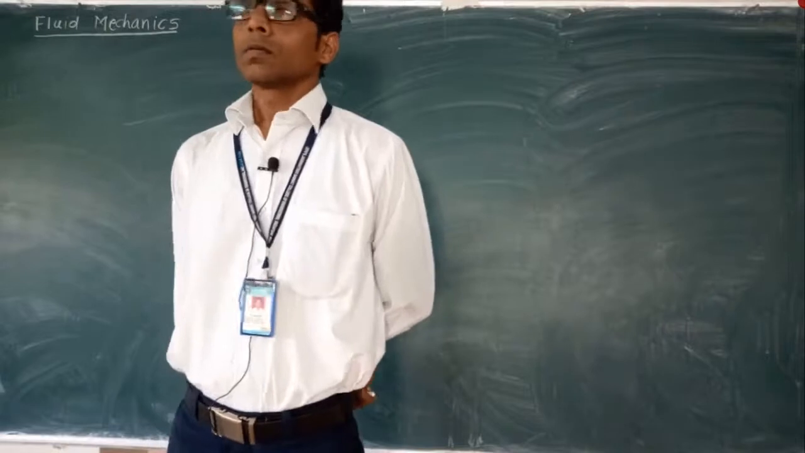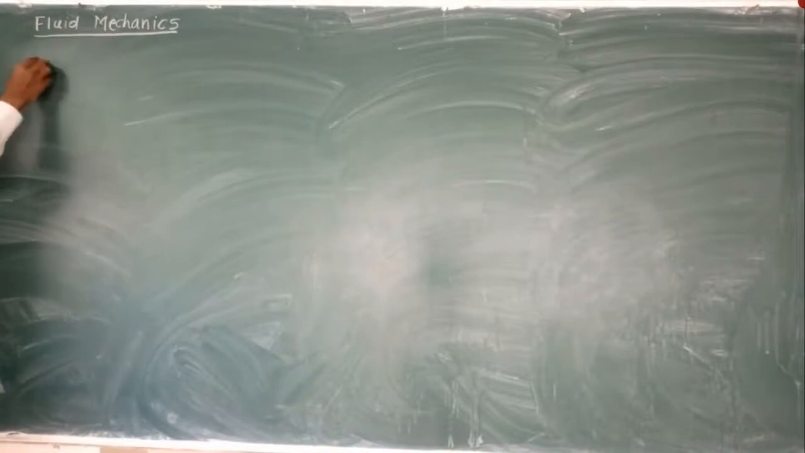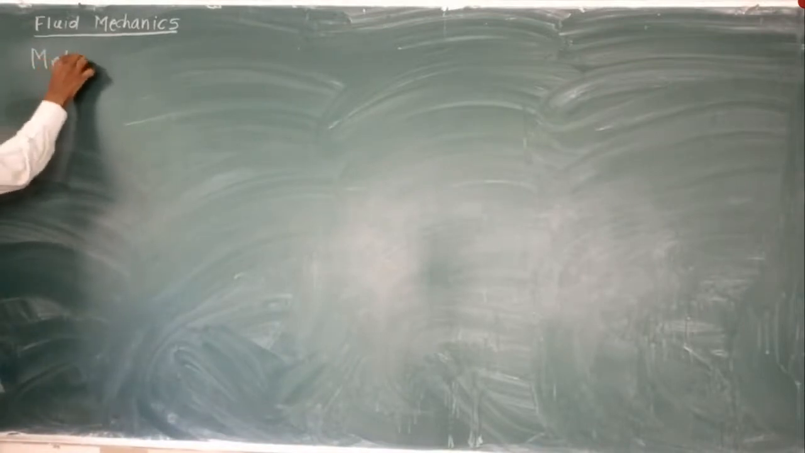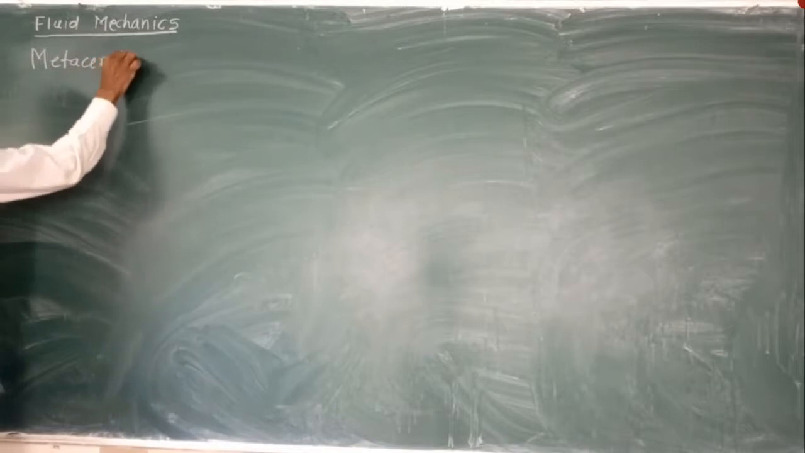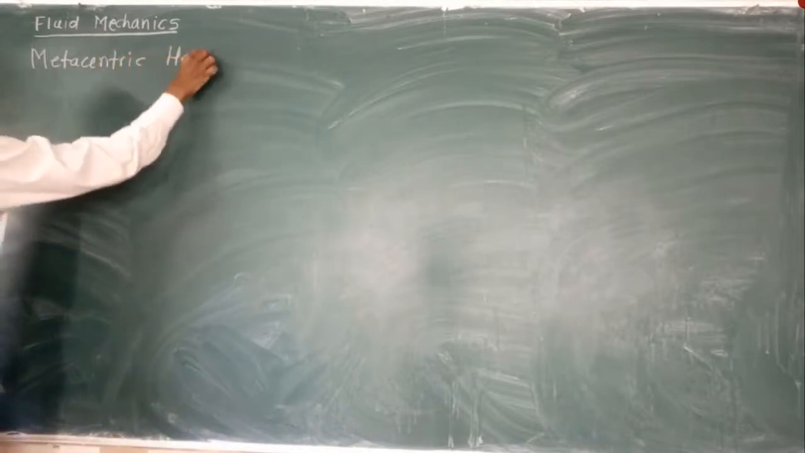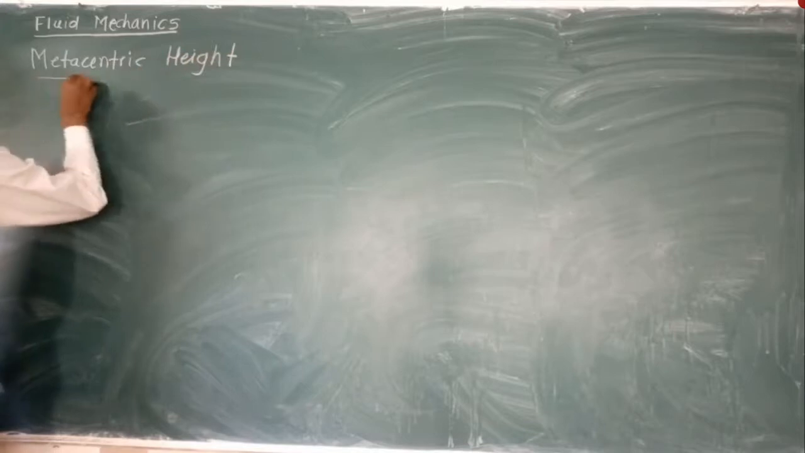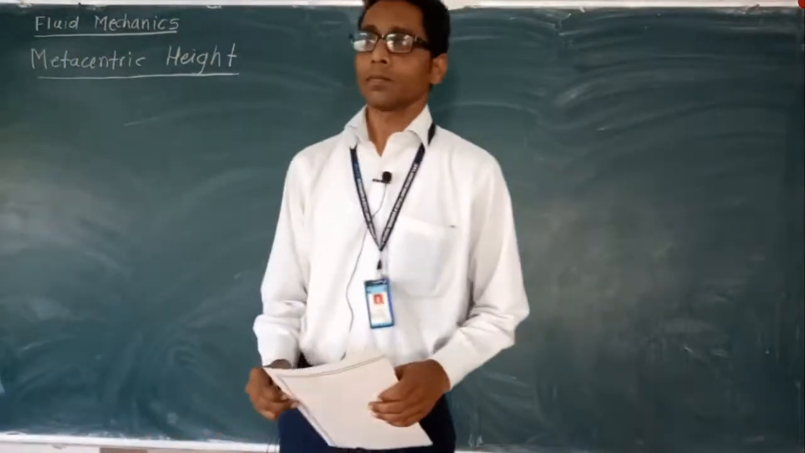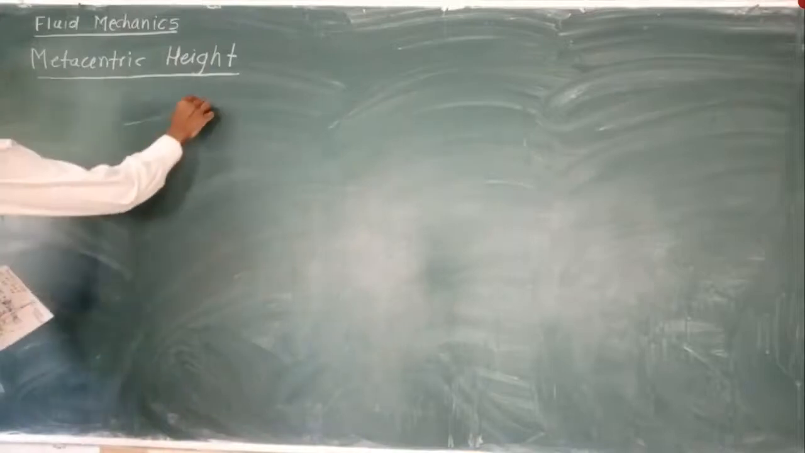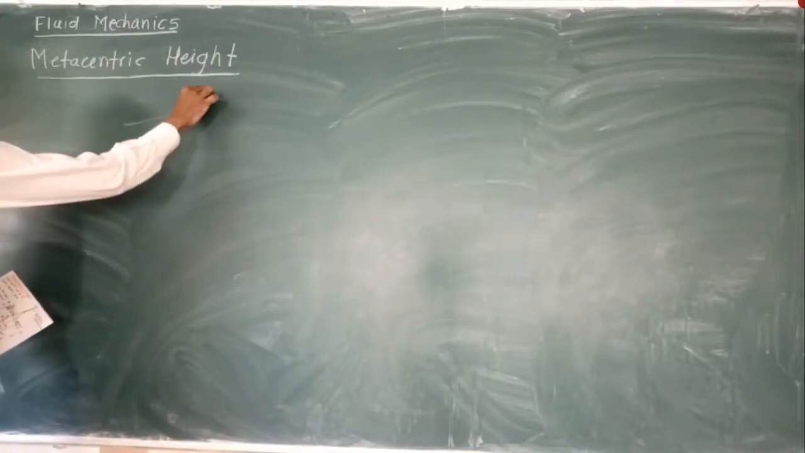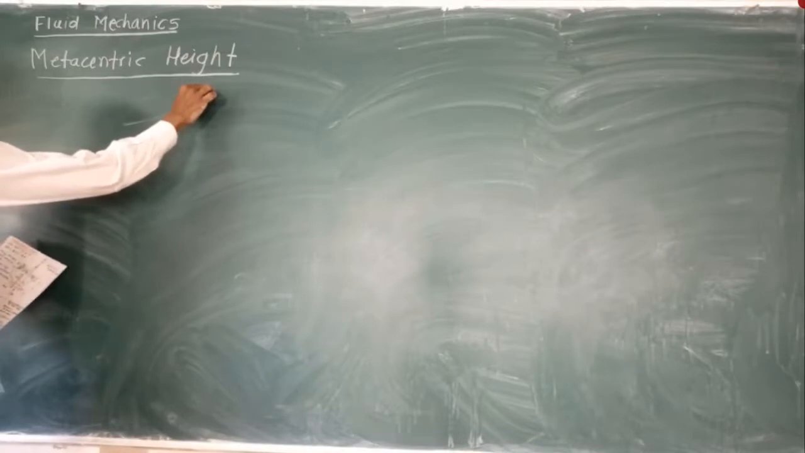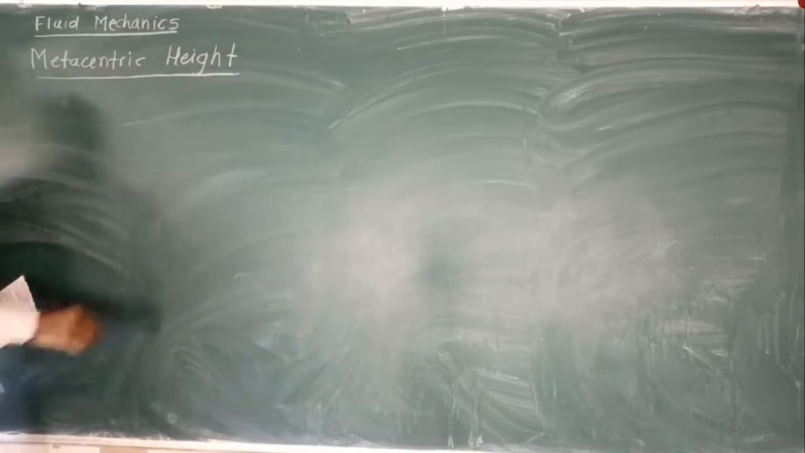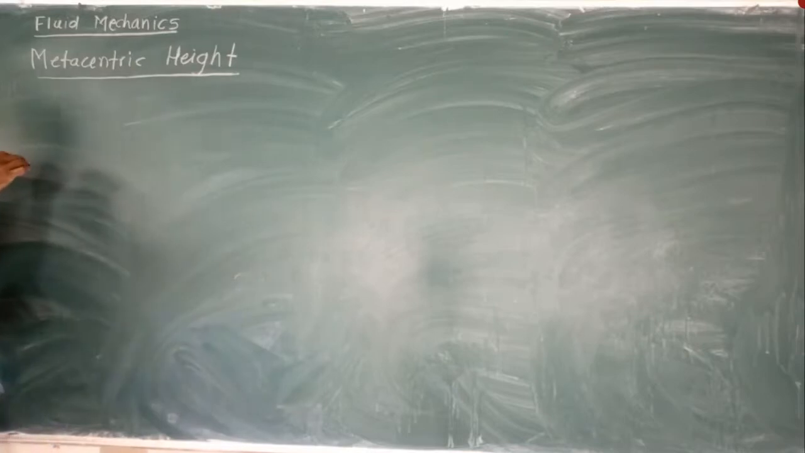Okay, so the derivation on metacenter, that is the metacentric height. Metacentric height is the distance between the center of gravity and the metacenter. Here we had a diagram, and that diagram we will elaborate. Here the trigonometry we need, we will see here.